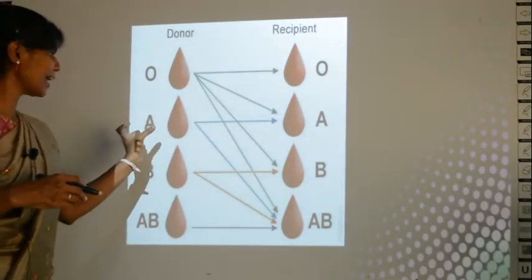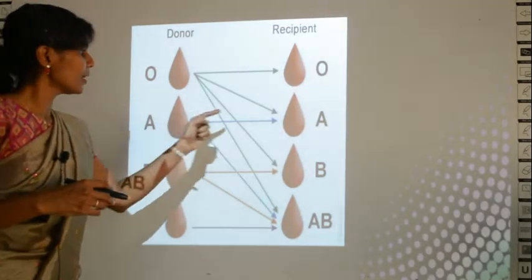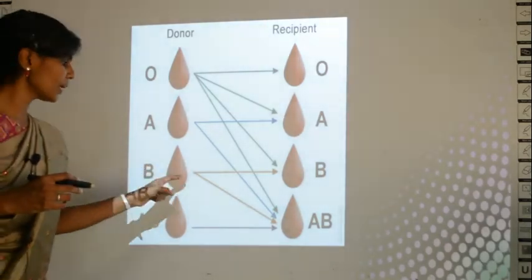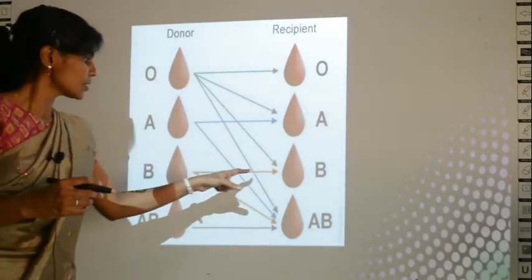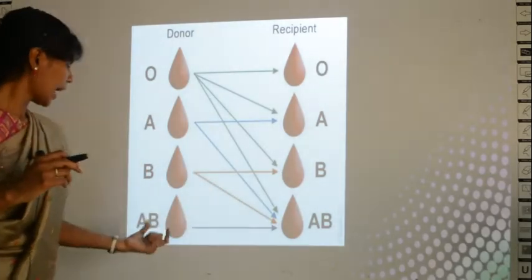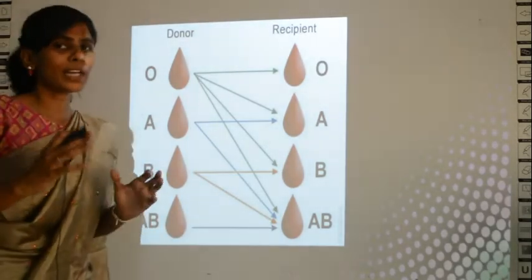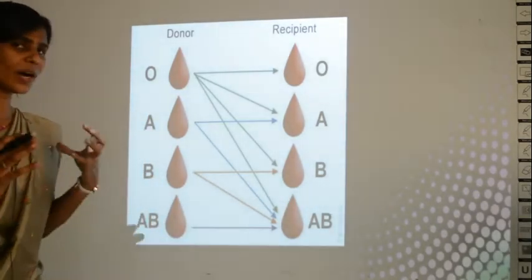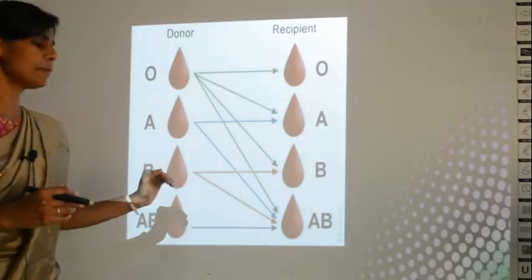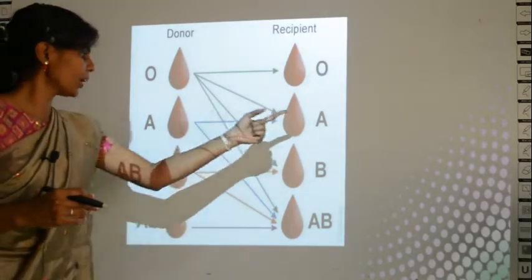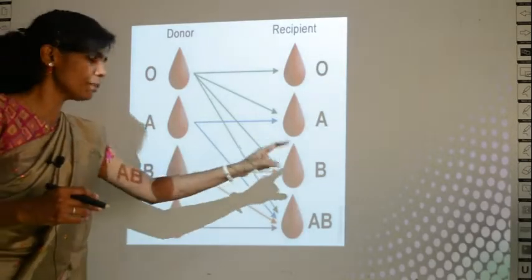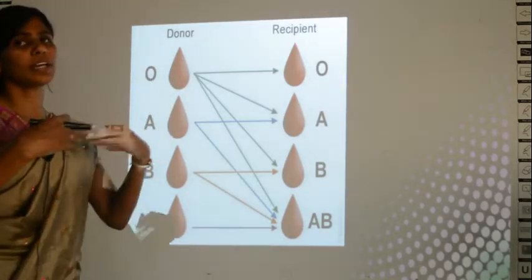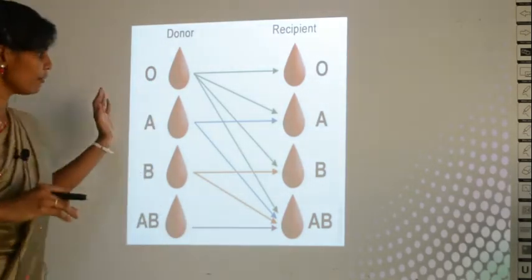A person with A blood group can donate blood to A and AB. A person with B blood group can donate, represented in red color, to B and AB alone, and AB blood group people can donate blood only to AB group people. Okay, why? I will tell you the reason later, but remember this concept: A only to A and AB, B only to B and AB, AB only to AB, and O can donate to all types of blood group people.